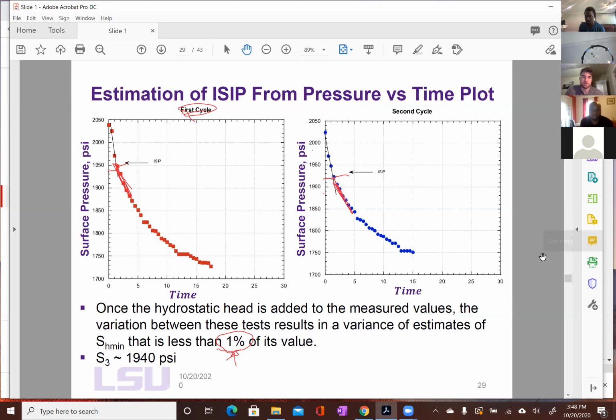I had a quick question about this. So if we do one leak-off test and then immediately do another one after, won't we get some weird estimates for what the S3 would be since you already fractured the formation?